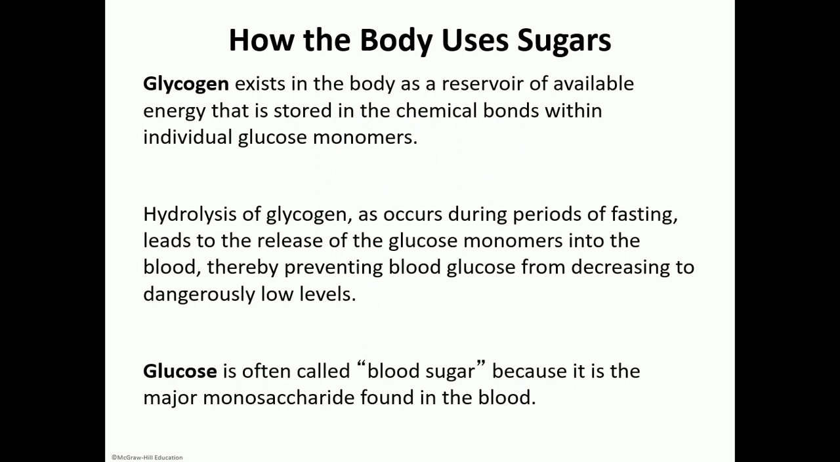Now, how do our bodies use sugars? The glycogen is how we store the extra sugar. We take those sugar molecules, the glucose monomers, and bind them together to make glycogen. And again, remember, we store glycogen in the liver and in our skeletal muscles. So whenever we need it, say after 3, 4, 5 hours of not eating, the body is now in a period of fasting, or in the state of fasting.